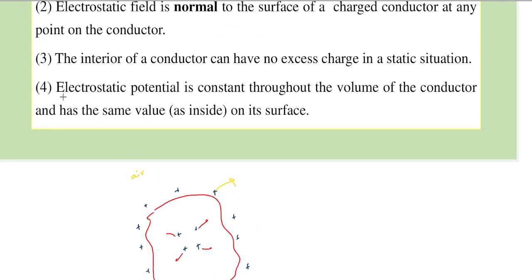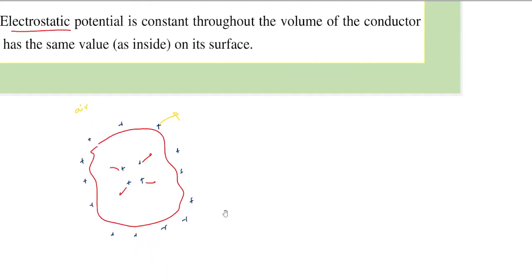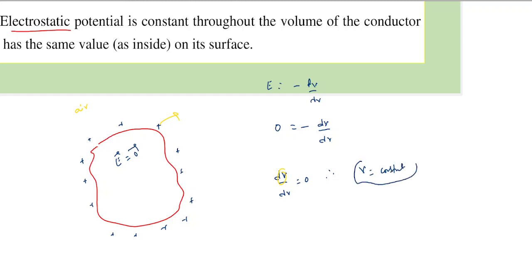The fourth point is that the electrostatic potential is constant throughout the volume of the conductor and has the same value inside as on its surface. Again, if we take this case of a conductor, we know from the first point that the electric field inside is 0. But we know that E is equal to minus dV by dr. Since E is equal to 0, it means 0 is equal to minus dV by dr. This implies that dV by dr is equal to 0, which means the potential is a constant. Therefore, we can say that the electric potential is constant on the surface as well as the same inside.